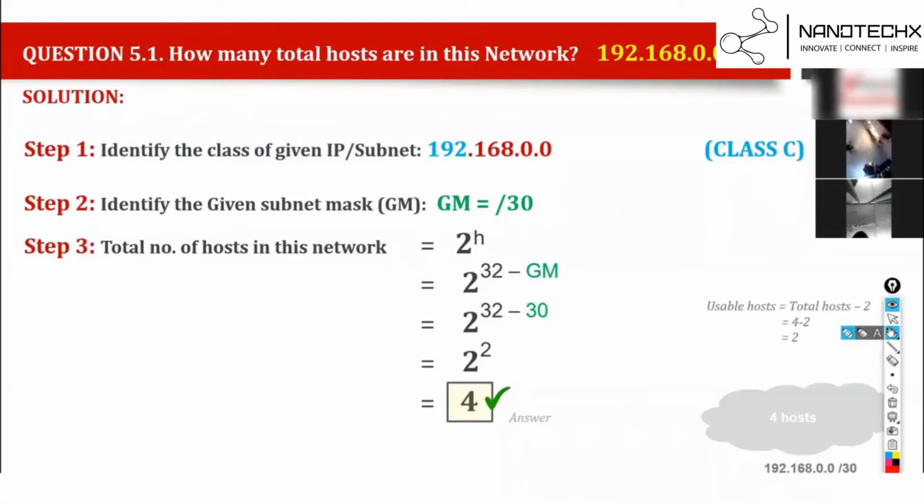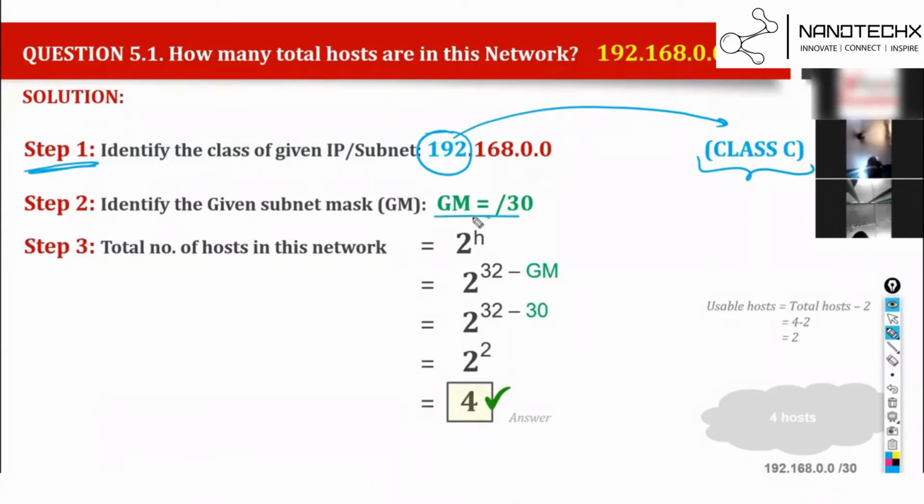Okay, so the question says that we have to convert 192.168.0.0/30. How many hosts are there? There are 3 very easy steps which we have to remember. Step number 1 says we have to identify the class of the given IP address. So what is the class? From the first digit, we can find the class is class C. Then identify the given subnet mask. The given subnet mask is /30. Given means whatever has been given to us to do the calculation. So it is /30, which is called the given subnet mask. I will always write given mask as GM.